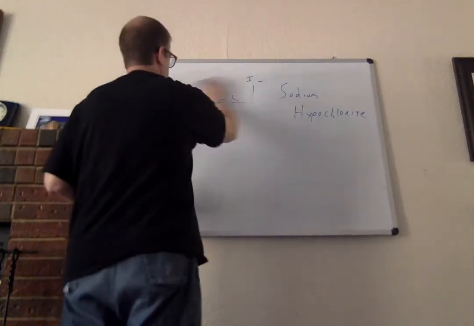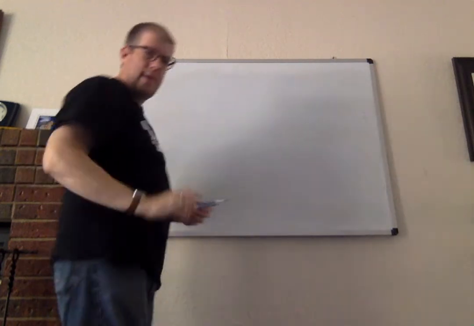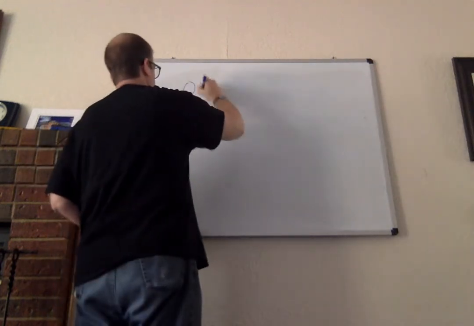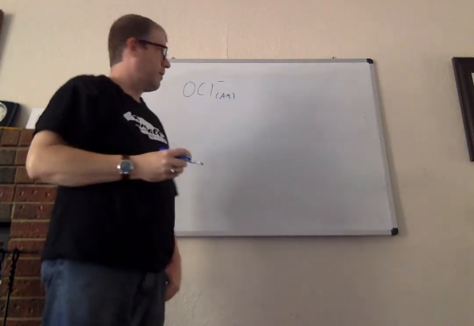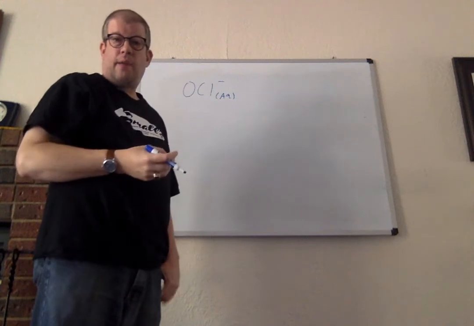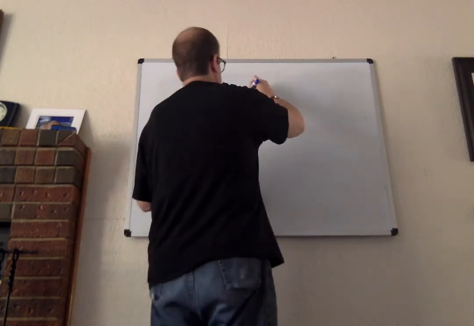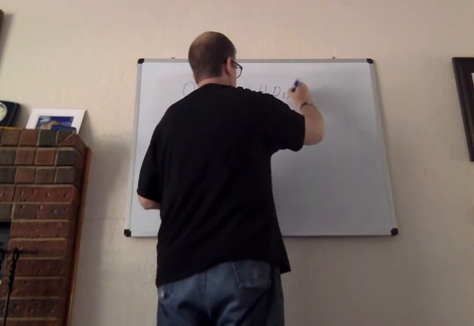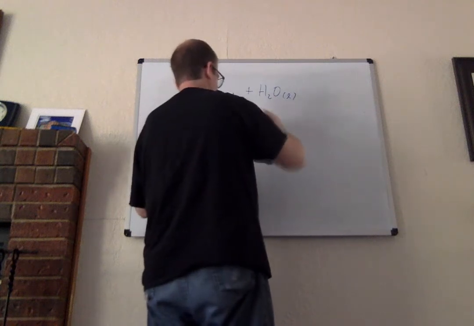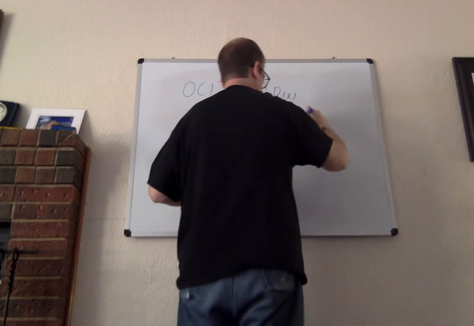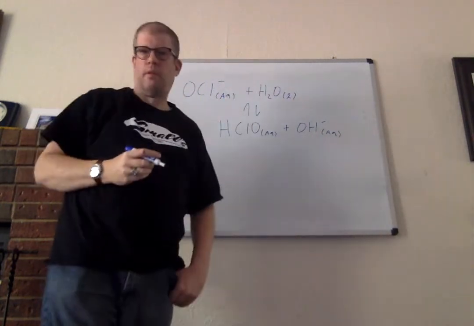And so hypochlorite, it doesn't matter what the cation is, this would be true for any salt of this stuff, is the conjugate base of a weak acid, hypochlorous acid. And so this has base properties. And this is the proton transfer equilibrium that occurs.